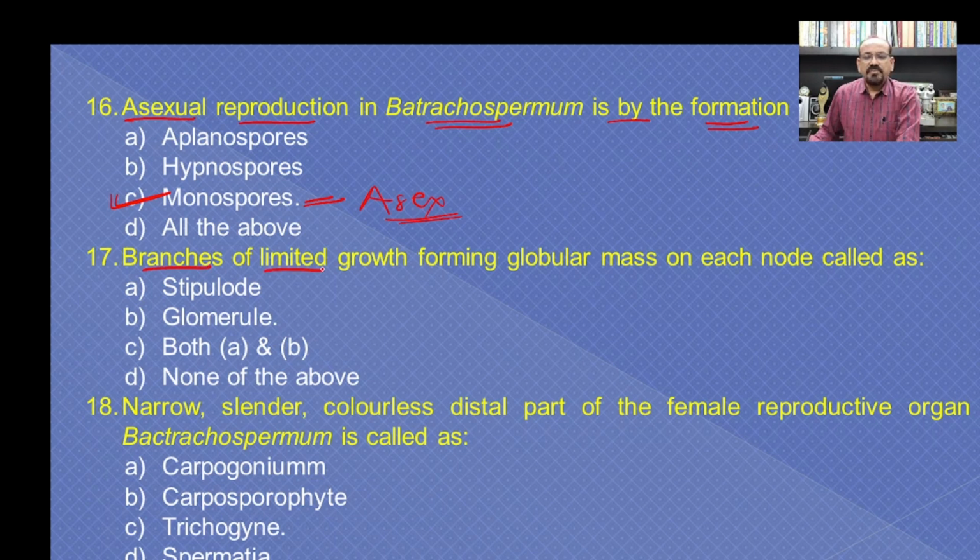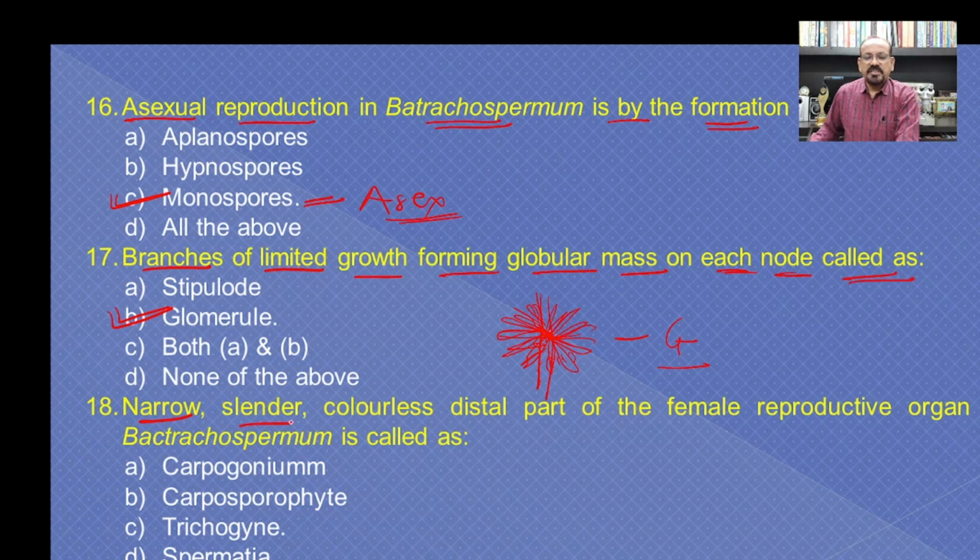Then branches of limited growth forming globular mass on each node are called, as I told you earlier, from the nodal region in the Batrachospermum, there is a formation of the branches of limited growth from all sides of the nodal region, and in this way there will be the formation of a spherical structure around the node, which is known as the glomerule, and hence B will be the correct answer for this question.